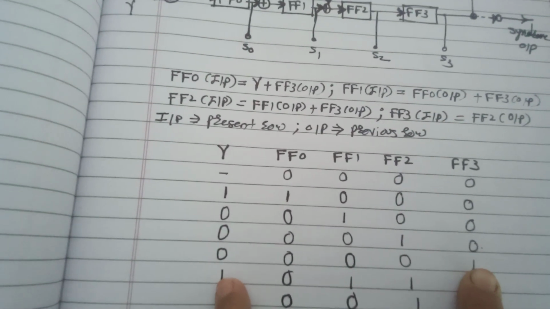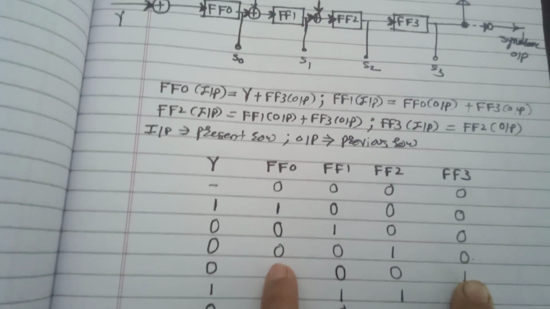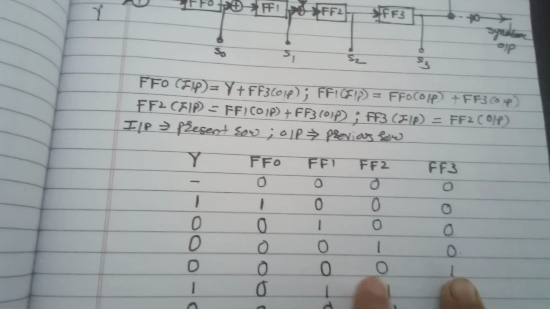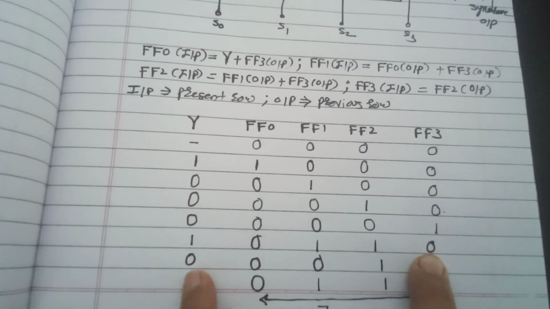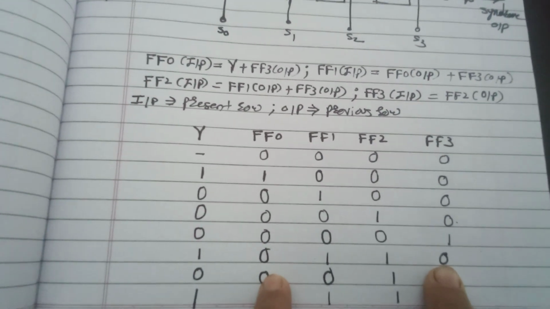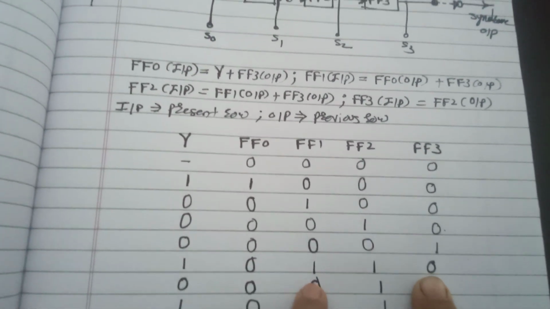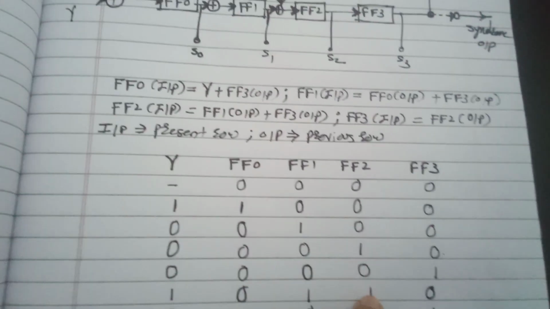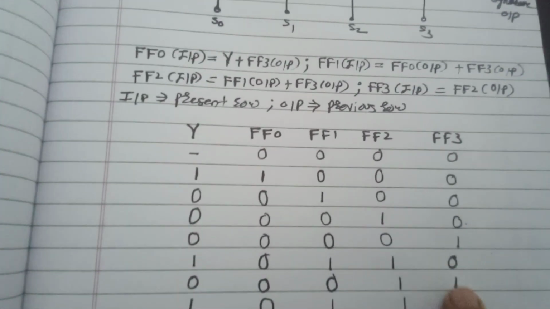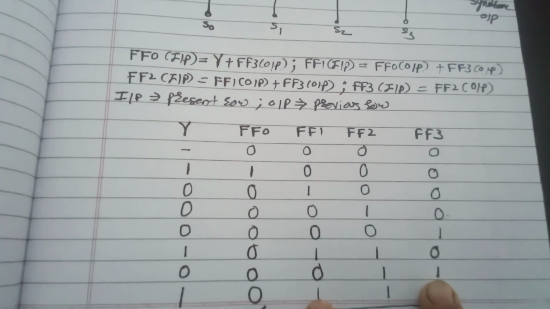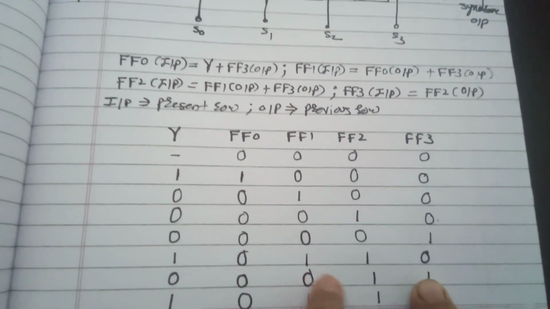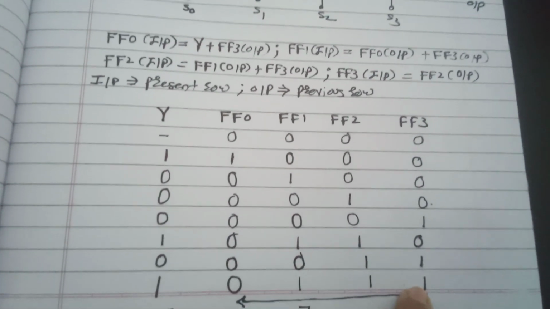Then 1 plus 1, 0. 1 plus 0, 1. This 1 plus 0, this 1. Then this 0 appears here. Then 0 plus 0, this 0. 0 plus 0, this 0. 0 plus 1, this 1. This 1 appears here. Then 1 plus 1, this 0. 1 plus 0, this 1. 1 plus 0, this 1. And this 1 appears here.